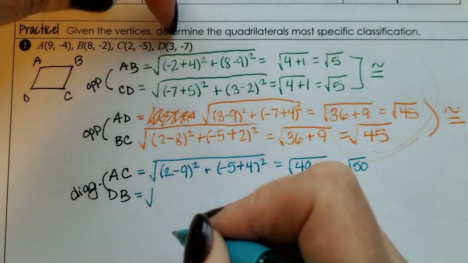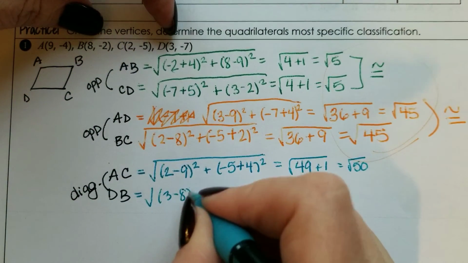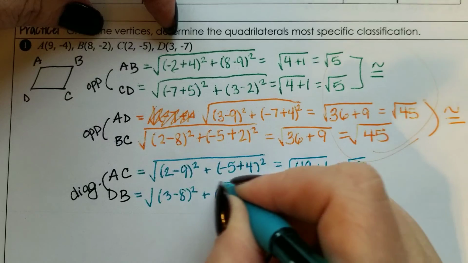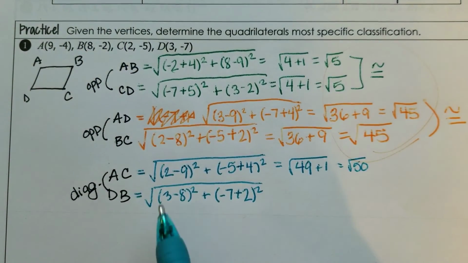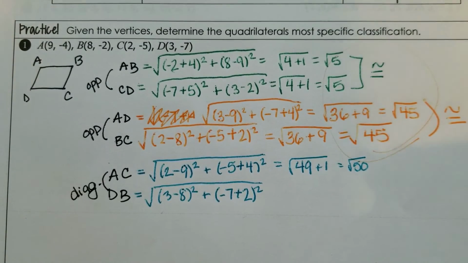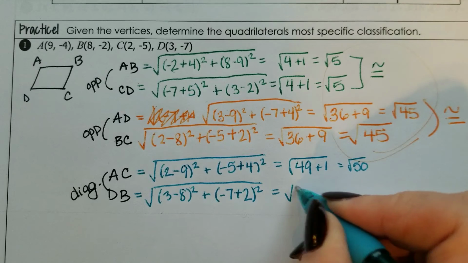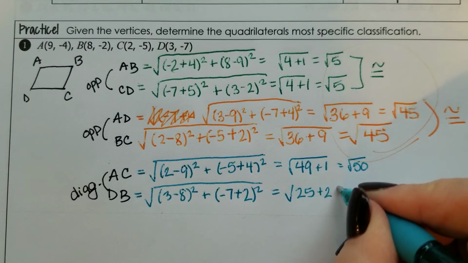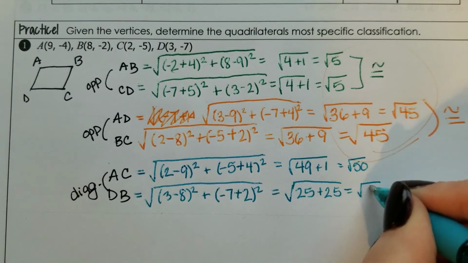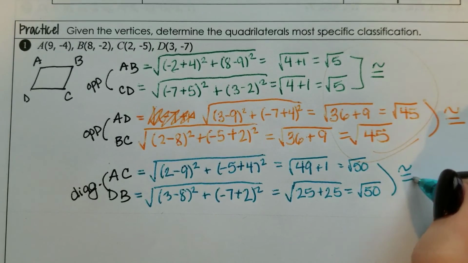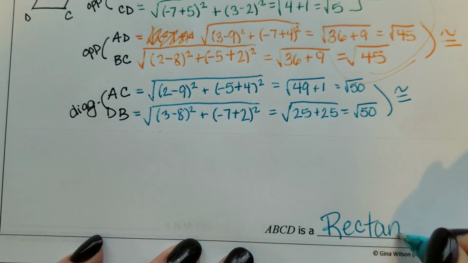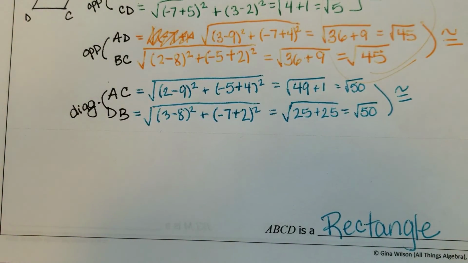Then we're going to look at DB. So we'll have 3 minus 8 squared plus negative 7 minus negative 2 squared. 3 minus 8 is negative 5, and negative 5 squared is 25. Negative 7 plus 2 is negative 5, and negative 5 squared is 25. So this is also the square root of 50. So since these are also congruent, we're going to call this one a rectangle. Let's go ahead and turn the page and do another example.